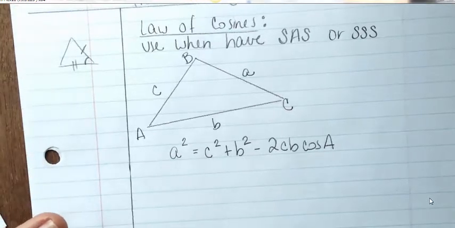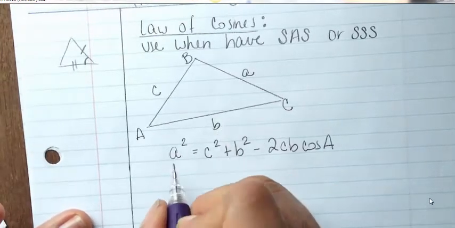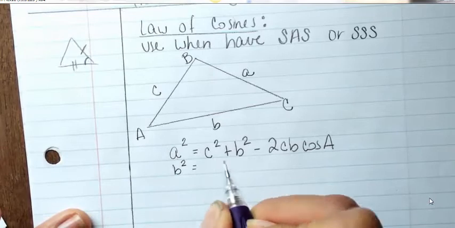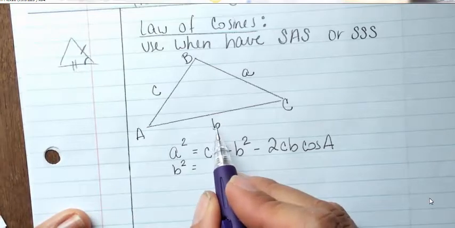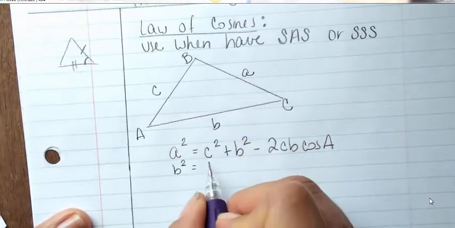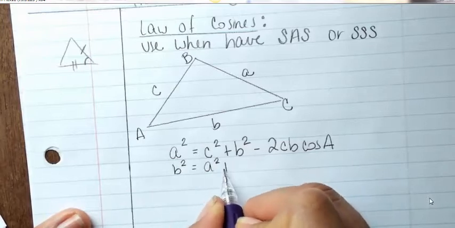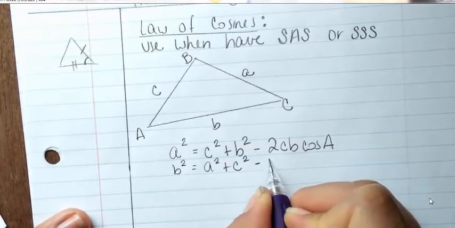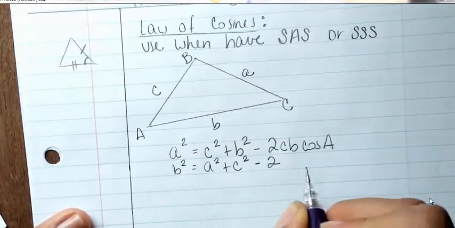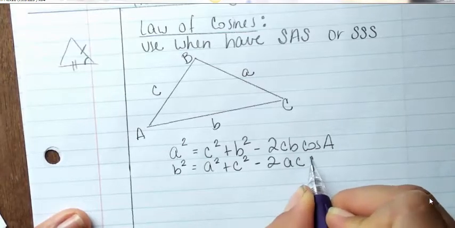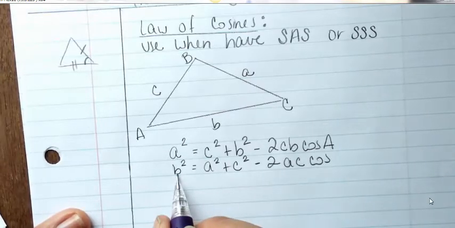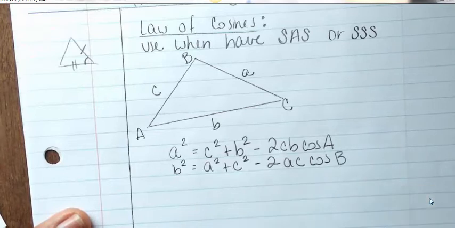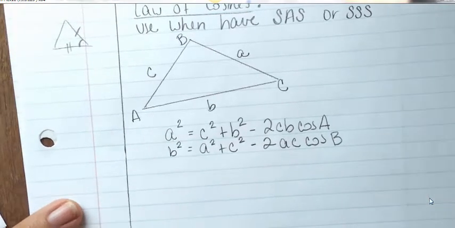So I can do that for any side. If I wanted to do it with B, this would be B squared equals the other two sides. So instead of B, I'm going to have C and A. So A squared plus C squared minus 2 times those two sides, A times C, and then cosine of the angle that's opposite this side.